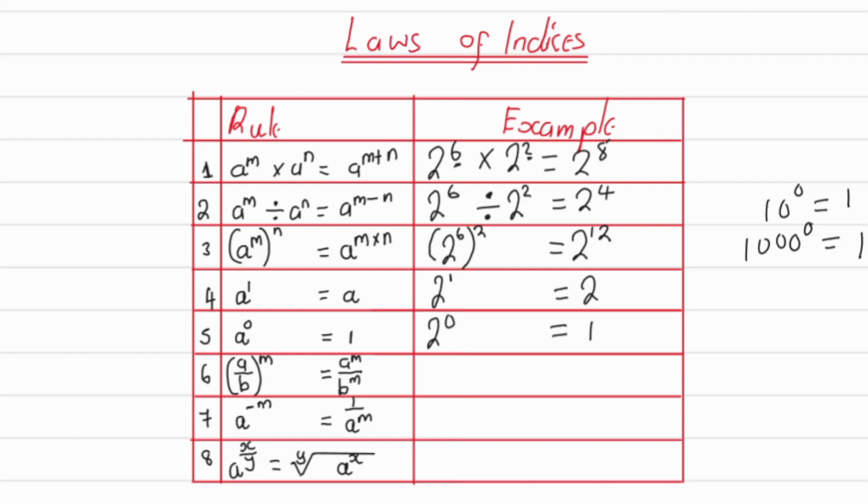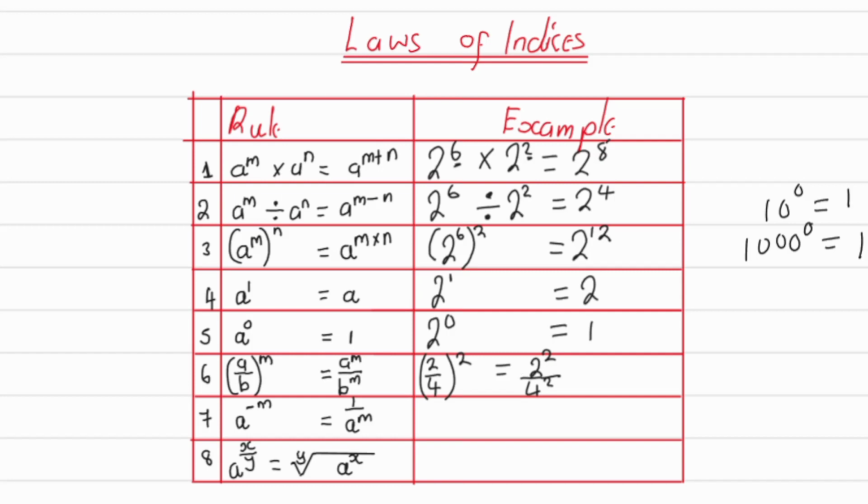The sixth rule focuses on fractions. It says when a fraction is raised to a power, distribute the power to the numerator and the denominator independently. So what this means is if we have 2 over 4 raised to the power of 2, we are going to distribute the 2 to the numerator and the denominator independently. So we're going to say 2 to the power of 2 over 4 to the power of 2, and our final answer will be 4 over 16.